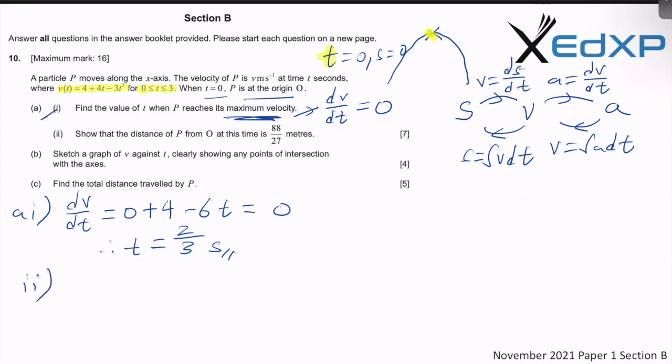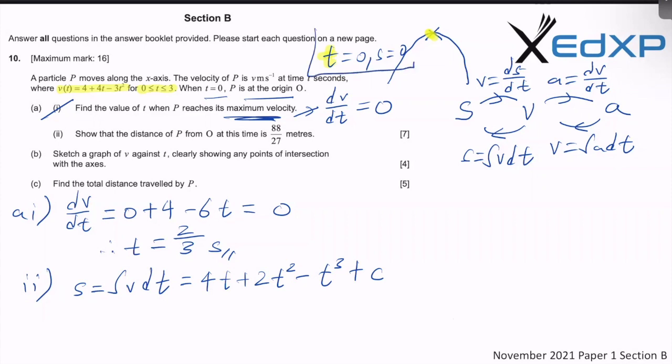Part 2, we want to show that the distance of P from O at this time is 88 over 27. To find the distance, we definitely need the displacement equation, so we can proceed to integrate the velocity. And we get 4t plus 2t squared minus t cubed. And since this is an indefinite integral, there must be a plus c, constant of integration. Okay, from our boundary condition, since t is 0 when s is 0, c must be equal to 0.